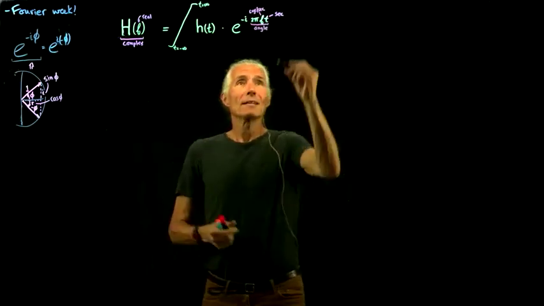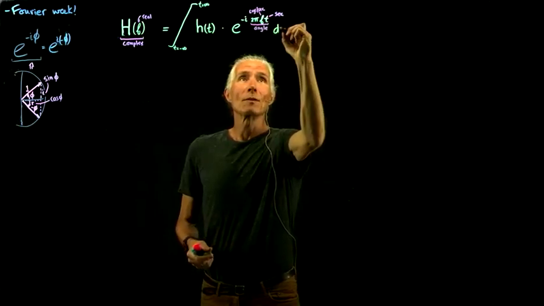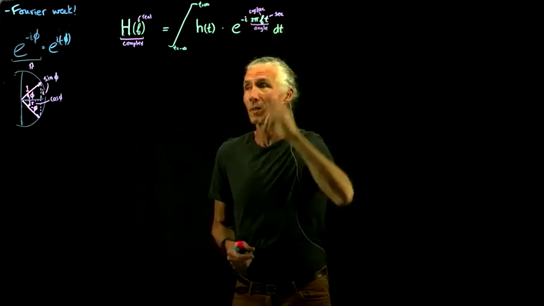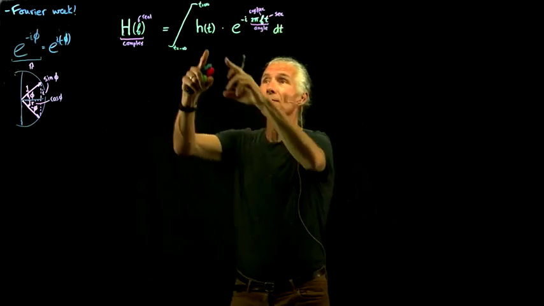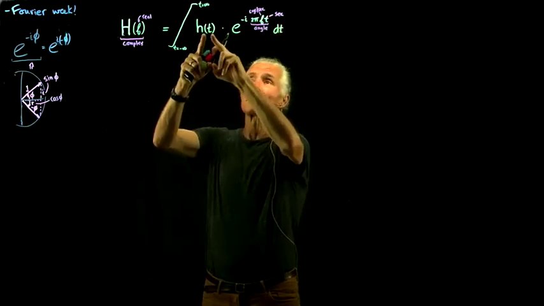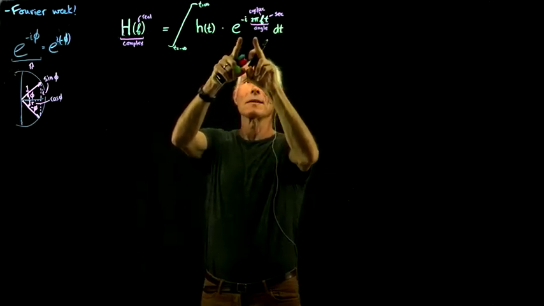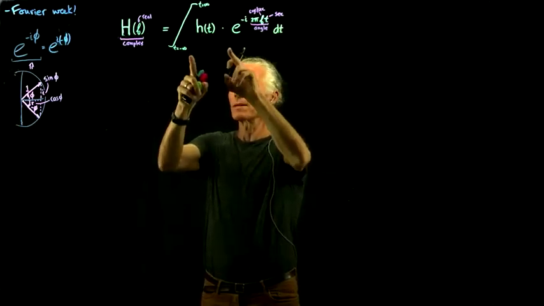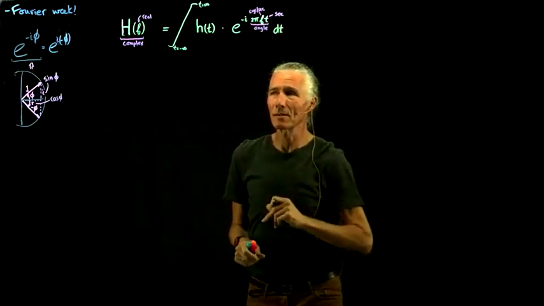Okay, and then last but not least, we're integrating over small chunks of time. So for each time point, for each small chunk of time, we just multiply this by this. And then we're done. Sum the whole mess up, and you get the signal for one frequency.